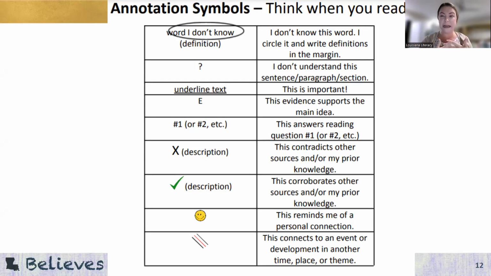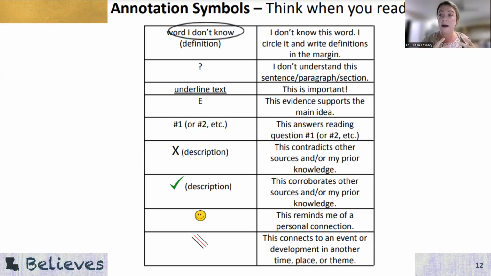This is just a place to help them start with how do you even know what to extract from the information, okay? So here are some annotation symbols. Circling words they don't know is very common in annotating. A question mark if they read something they don't understand. Underlining text that they know is really important.